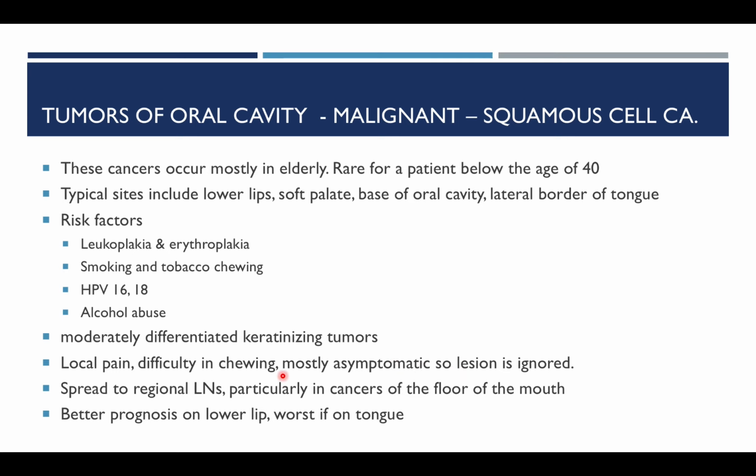And because they're asymptomatic, the lesion tends to be ignored. So diagnosis occurs at later stages, sometimes when there's already been a spread. In terms of spread, it spreads to regional lymph nodes, especially if the cancer is on the floor of the mouth. In terms of prognosis, the best prognosis is tumors of the lower lip, and the worst prognosis is if the tumor is on the tongue.